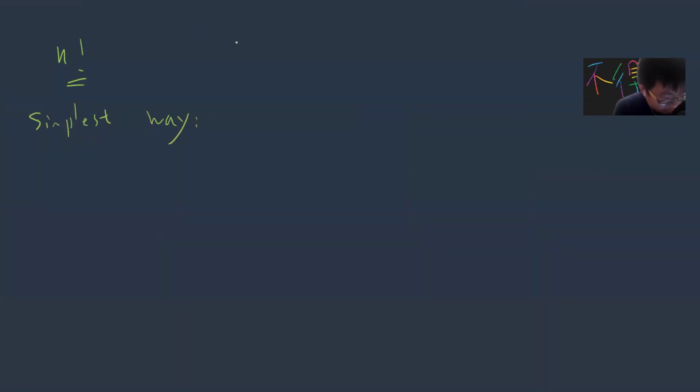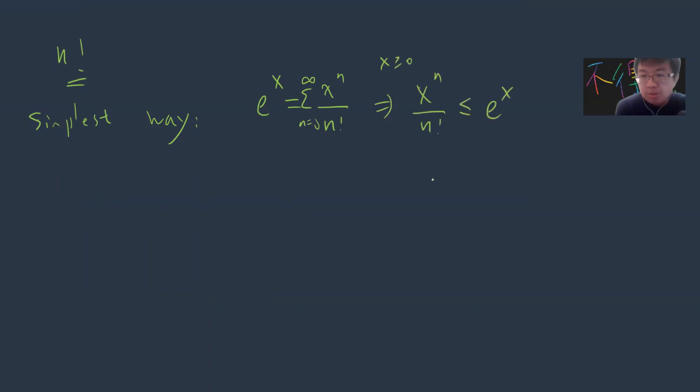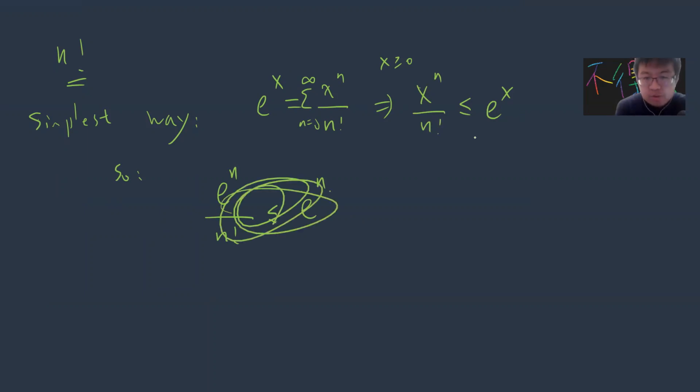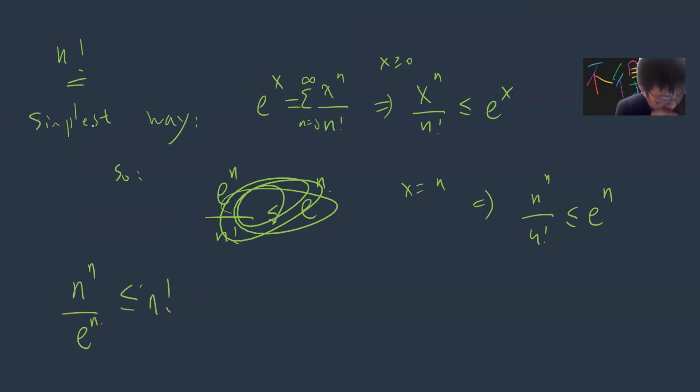The simplest way is very simple. If you do a Taylor expansion, then obviously when x is greater than or equal to 0, x^n divided by n factorial is less than or equal to e^x. So you get n factorial greater than or equal to x^n over e^x. If you put x equal to n, you get n^n over n factorial less than or equal to e^n. So n factorial is greater than or equal to n^n divided by e^n. So this is the first one.